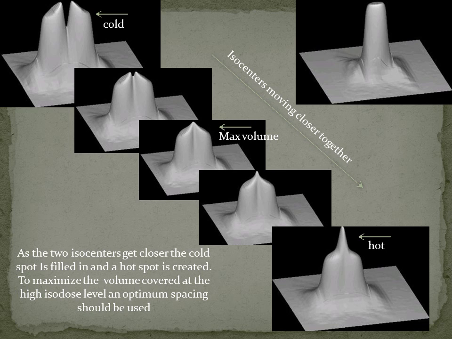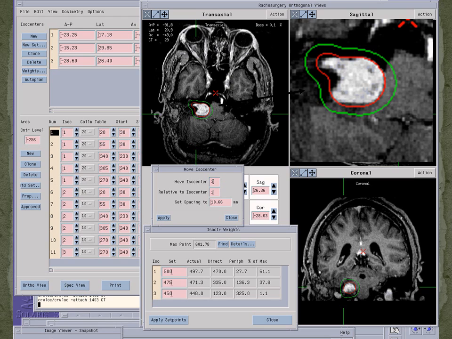But if we keep moving them closer together, that hot spot gets too hot, and the distributions start to shrink. So there's a point where the maximum volume occurs, and that tends to be about at the nominal radius of the spheres that we pack, plus about 1 millimeter. So if you have a 14 millimeter sphere and a 10 millimeter sphere, that's 7 and 5, that's 12. If you put the two isocenters about 13 millimeters apart, you tend to be at this maximum sweet spot in the distribution.